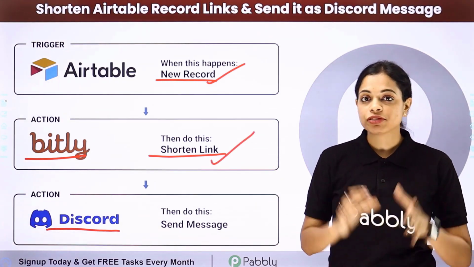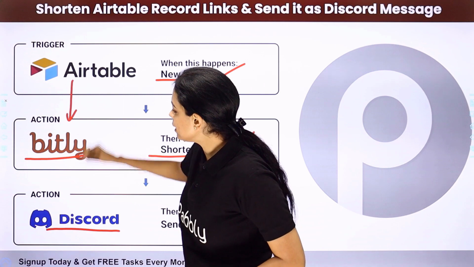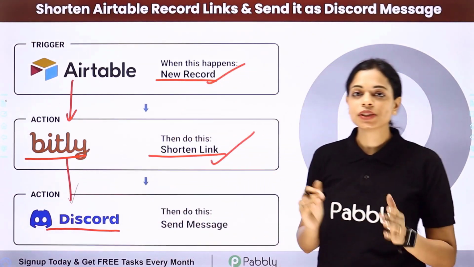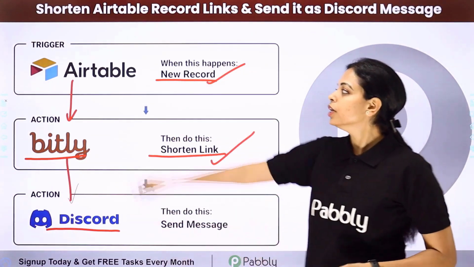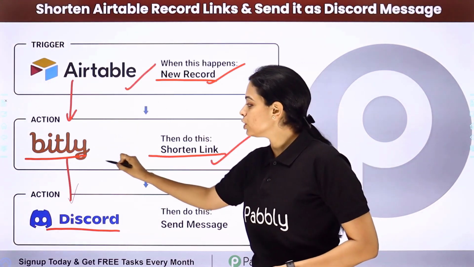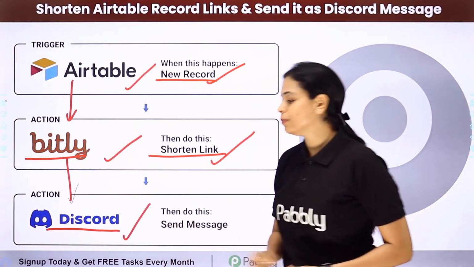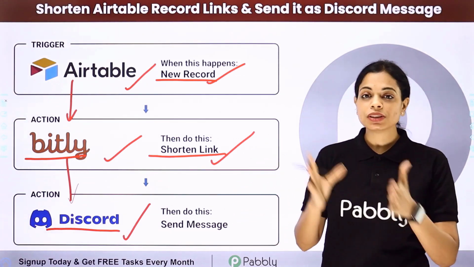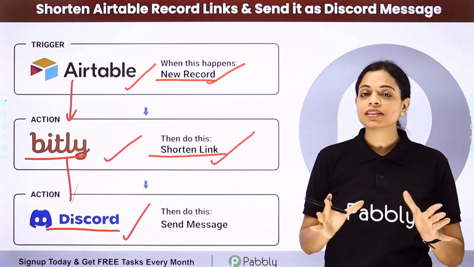Now, how could you do that? For this, you will have to integrate the three applications, and the same thing can be done using Pabbly Connect software. So here, your trigger application would be first Airtable, then your first action application will be Bitly, and second action application will be Discord. Now, how can you do this yourself? Integrate and automate this entire process.